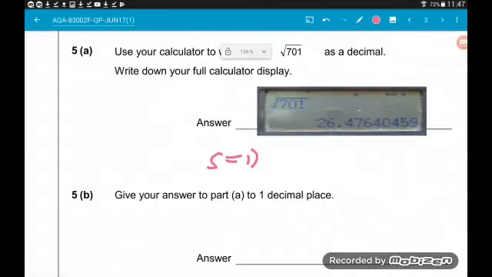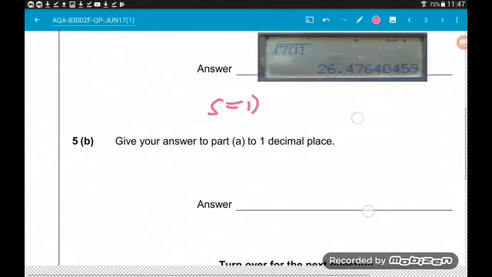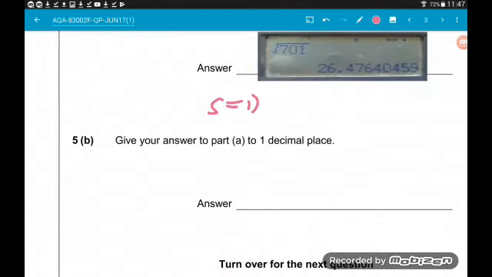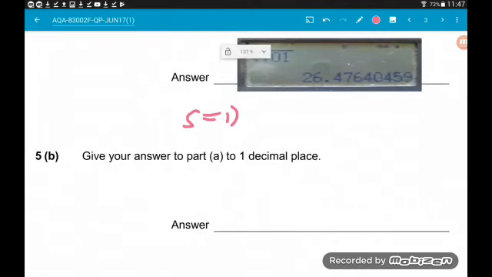Okay, and then part B says to give our answer to 1 decimal place. So we've got 26.47 and so on. So the first decimal is a 4, but it's got a 7 after it, so it's going to round up to a 5 and give us 26.5. Jobs are good.